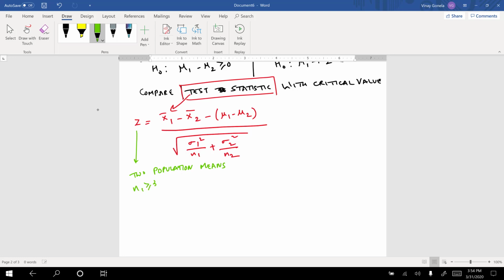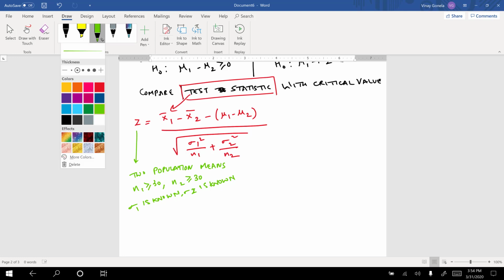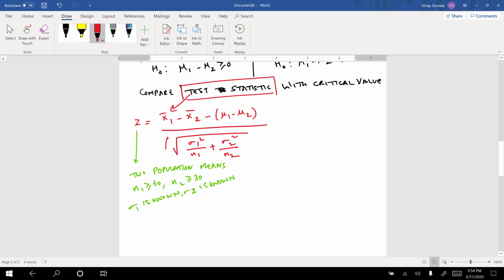n1 greater than or equal to 30, n2 greater than or equal to 30, sigma 1 is known, sigma 2 is known. So that is the criteria we are using, and this is called the standard error in the formula.